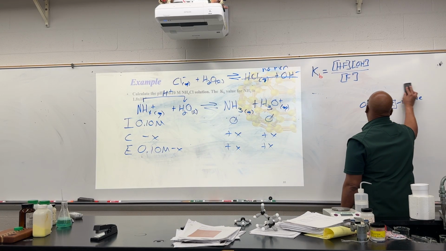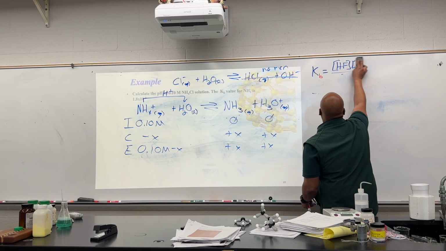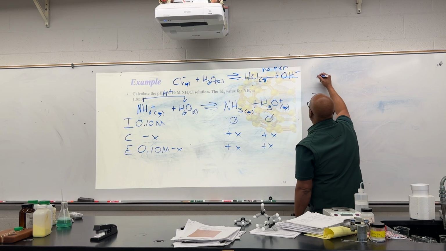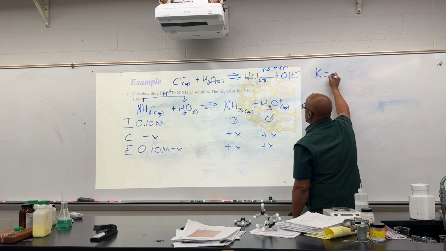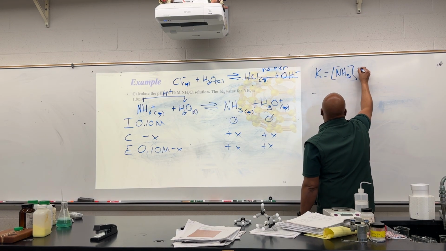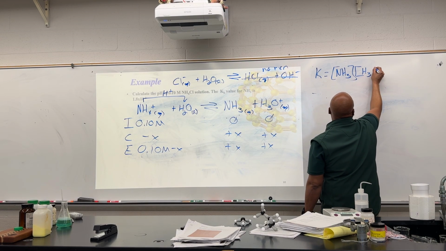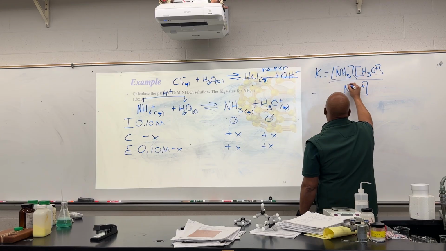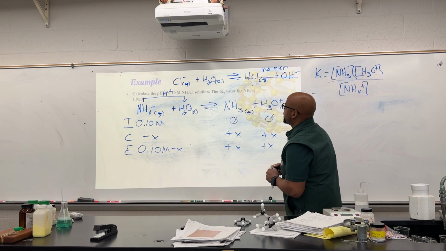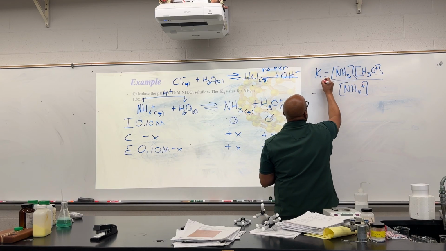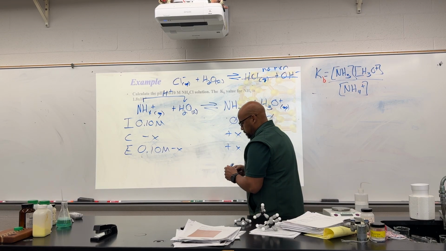Equilibrium expression, products over reactants. Raise everybody to their coefficients. No solids, no liquids. So I'm going to say K is equal to NH3 times the H3O plus, all divided by, in this case, NH4 plus. And then I'm going to look up here and say, look at that, I've got my Kb here. So I'm going to go ahead and put Kb there.